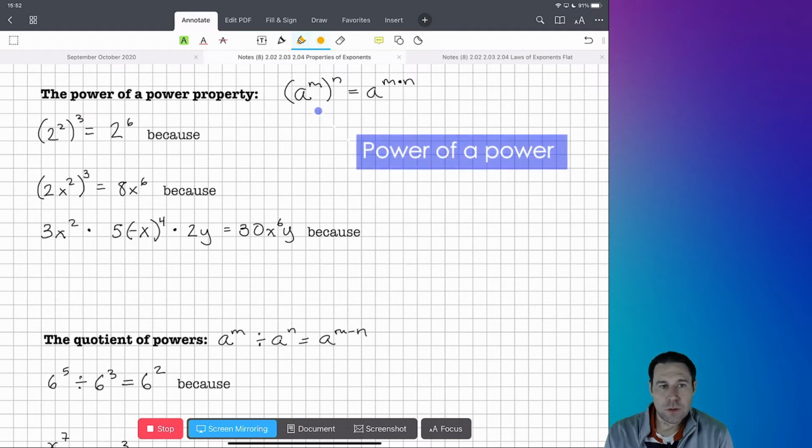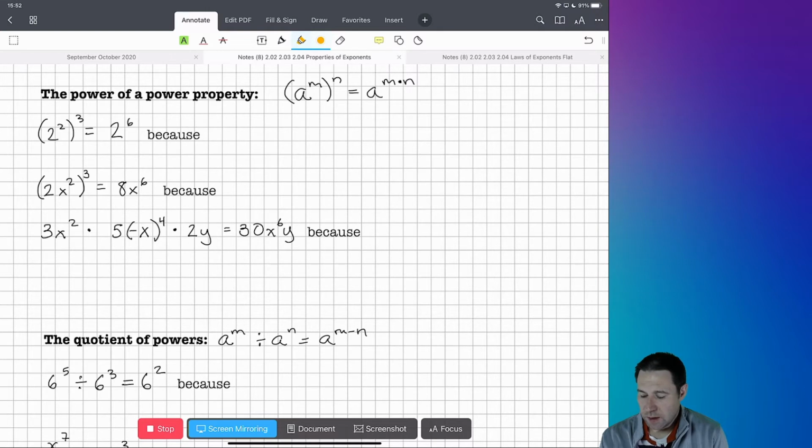The next rule is the power of a power property. With this rule, we see that a raised to the mth power raised to the nth power is equal to a to the m times n power. Here's why we can multiply the exponents.